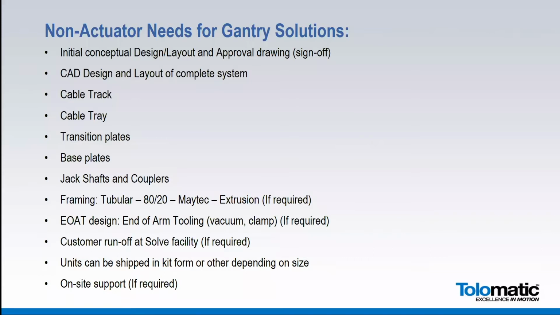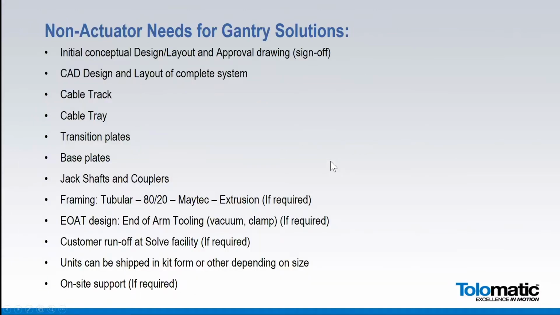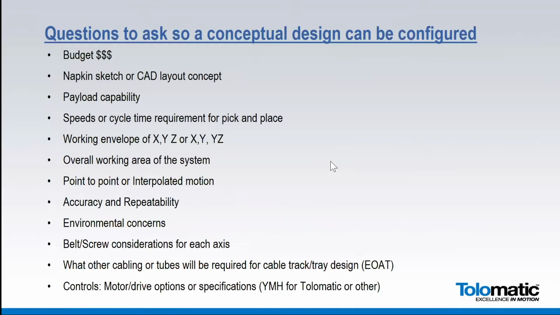But as you can read down here, there's a lot of things around cable tracks, transition plates, jack shafting, and then putting all those various pieces together. So those are all the pieces that typically Tolomatic hasn't had solutions for, and we have looked to you and your system integrators to do. But it starts with this actuator solution here, and then the bits and pieces that make that possible and integrate those into a solution.